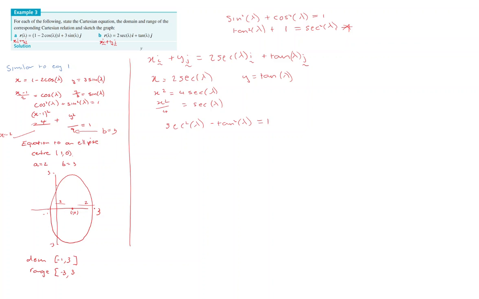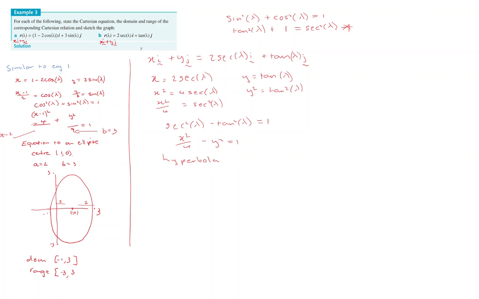So replacing the sec squared, looks like I left out the squared, and actually I might square this one, make that tan squared lambda. So sec squared lambda is x squared on 4. Tan squared lambda is y squared, so x squared on 4 minus y squared equals 1. Now hopefully you remember, oh yeah, that's a hyperbola. Remember, it's got the minus sign between the two of them.